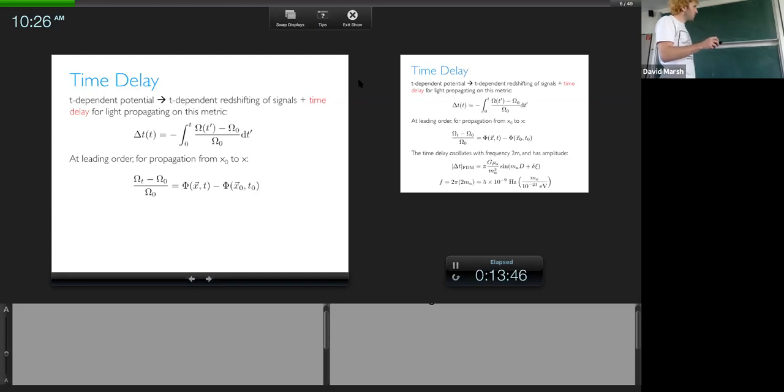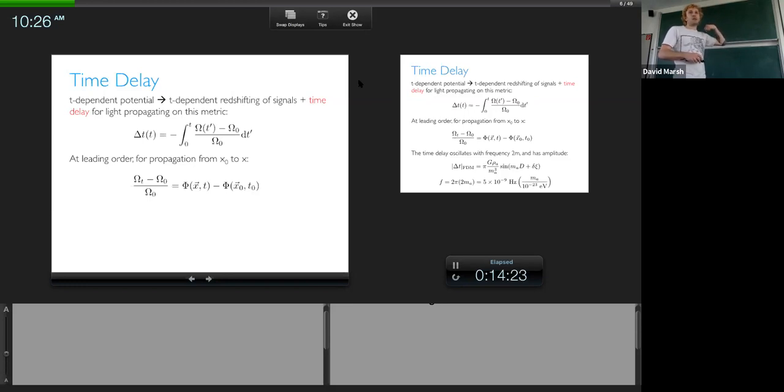takes the following form. It's this integral of omega minus omega 0 over omega, where omega is due to the oscillating potential. Here's the expression for the integrand. And the integrand is just the difference in the Newtonian potential between time t0 and t. So if you move through an oscillating potential and you come out and the potential was different than when you went in, you experience some time delay.